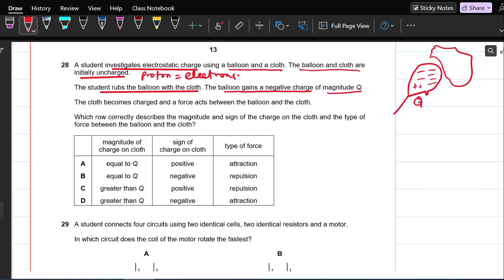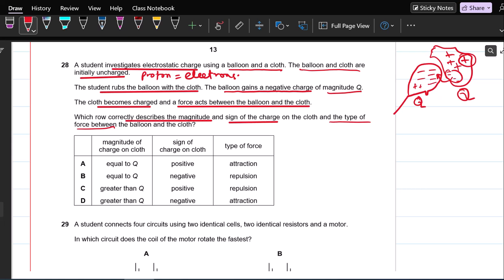Cloth becomes charged and a force acts between the balloon and the cloth. Okay, it means if it is negatively charged, cloth has some positive charge. Electrons from this move to this balloon. Which row describes the magnitude and sign of the charge? Magnitude will be same, it will be equal to Q. Sign is going to be positive, and the type of force is going to be attractive because opposite charges are there, positive and negative.